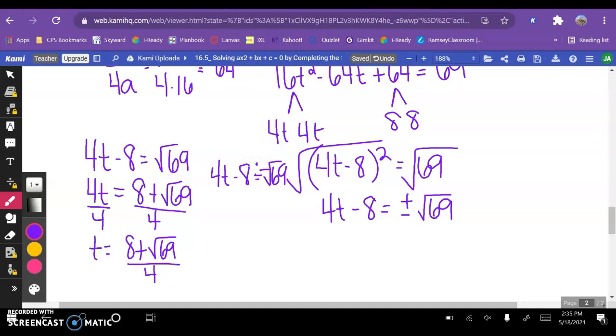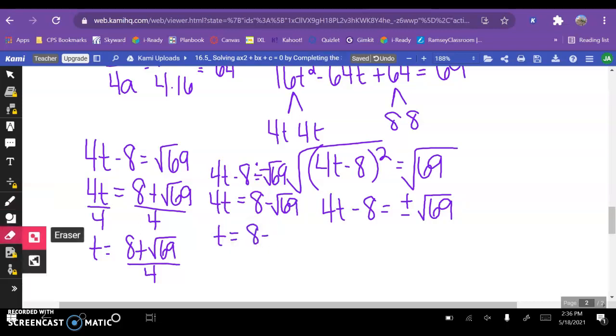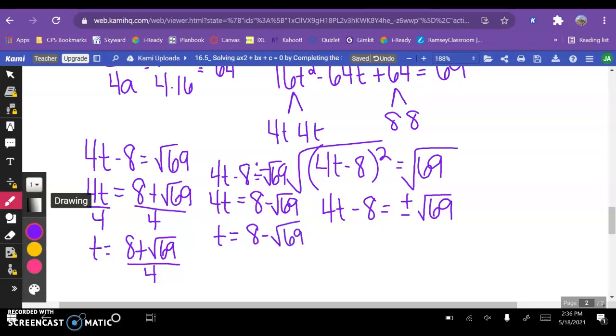And then we have to add 8 to both sides here, so it's going to be 4t equals 8, and then negative square root of 69. And then divide everything by 4. So we're going to have 8 minus square root of 69, all divided by 4.